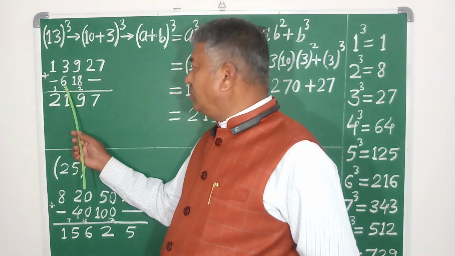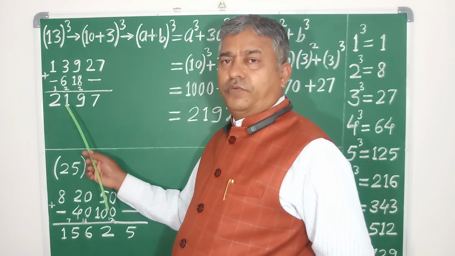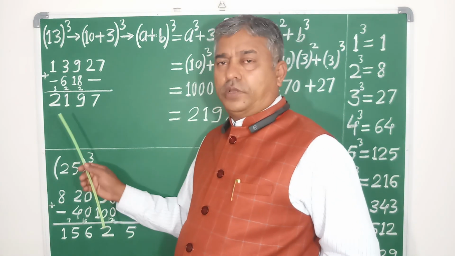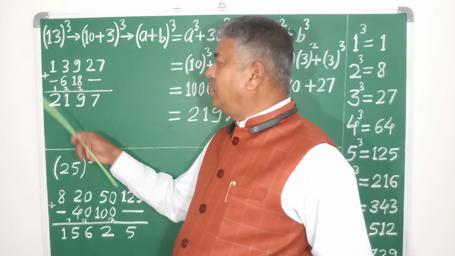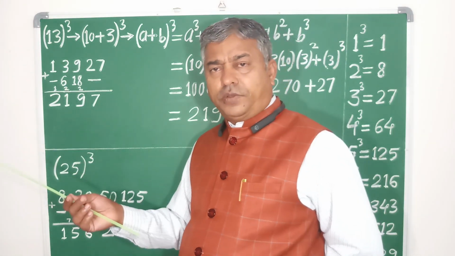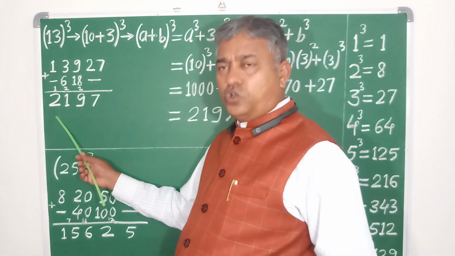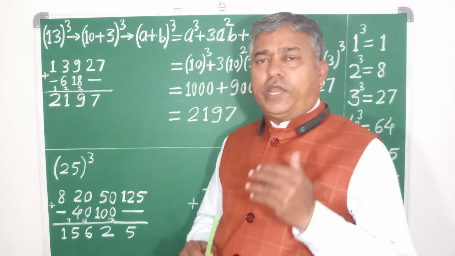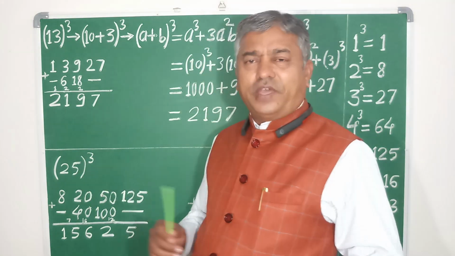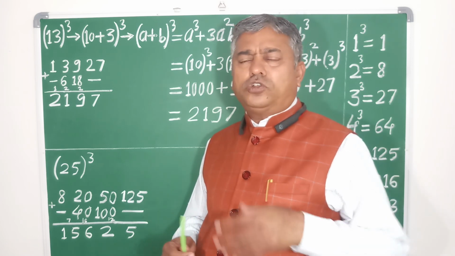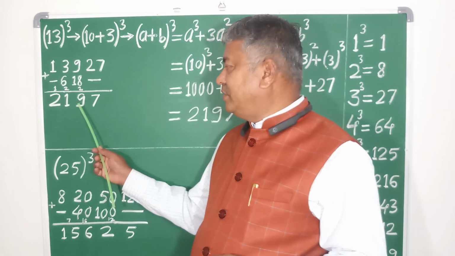Next here 6 plus 2, 8 plus 3, 11. From that 11 we have to put the 1 and another 1 which is in tens. That should be carried to the first group. That is 1 plus 1, we are getting 2. Overall, we have now answer, that is 2197. See that how in a short span of time, in a very quick manner, we got answer.